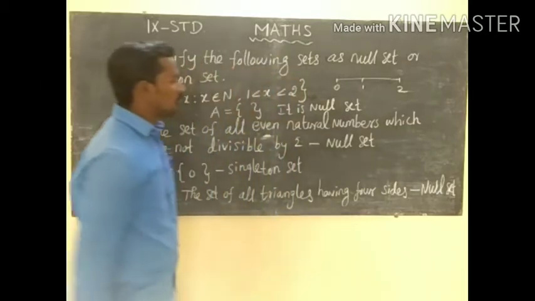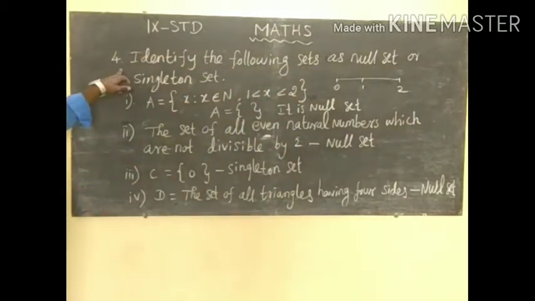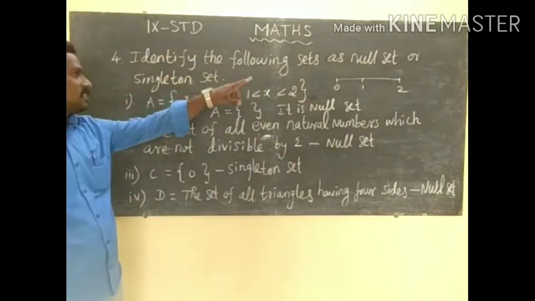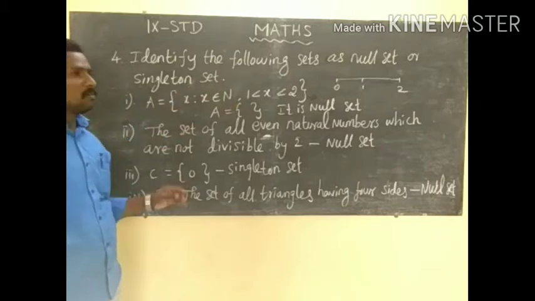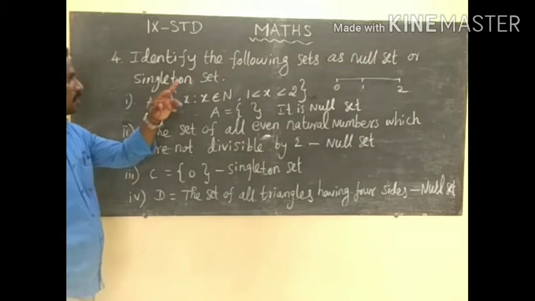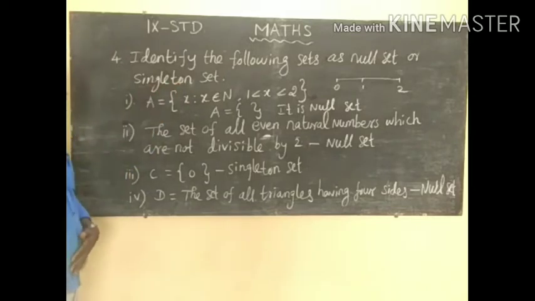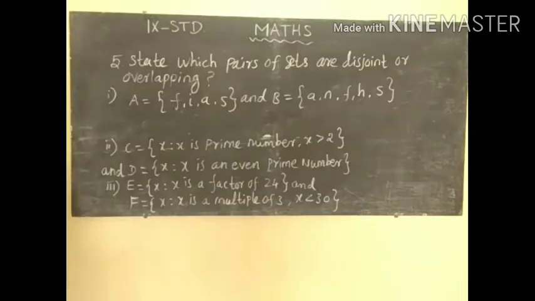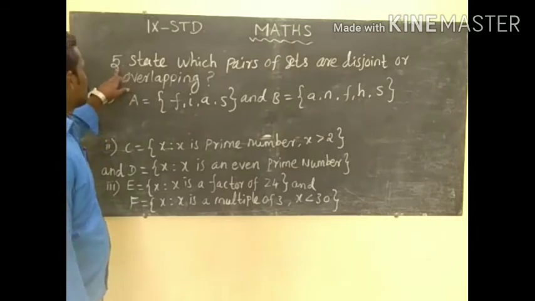So it is a null set as well. Have you understood? The question is, identify the following sets as null set or singleton set. Before starting this question, we must learn the definitions of null set and singleton set. That's all.